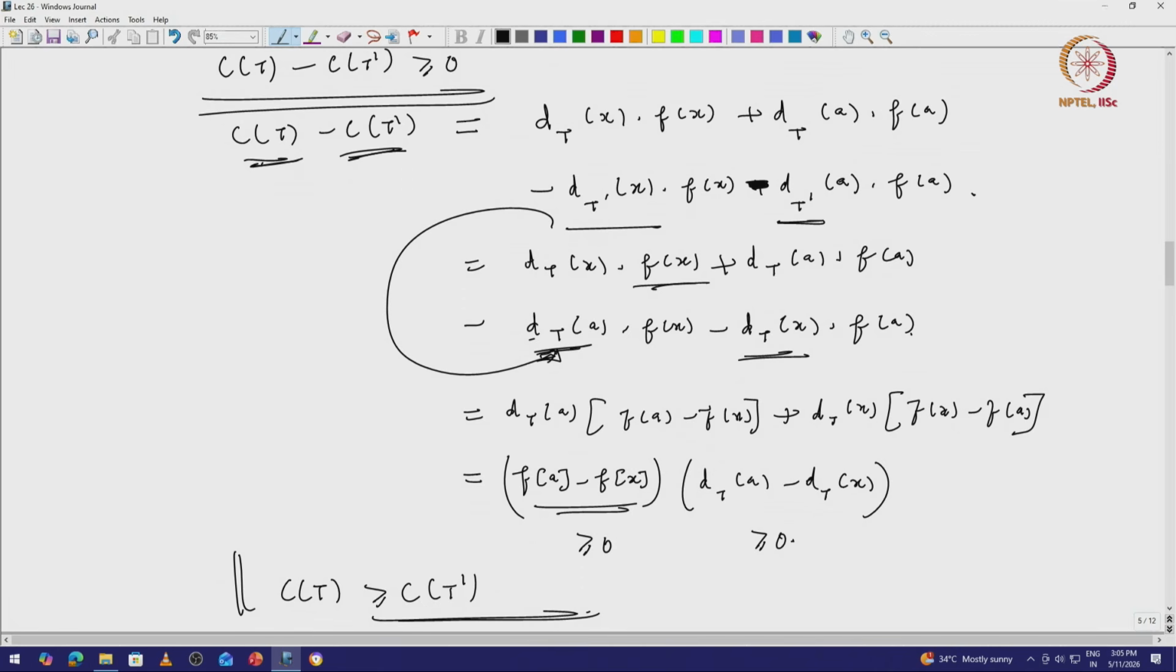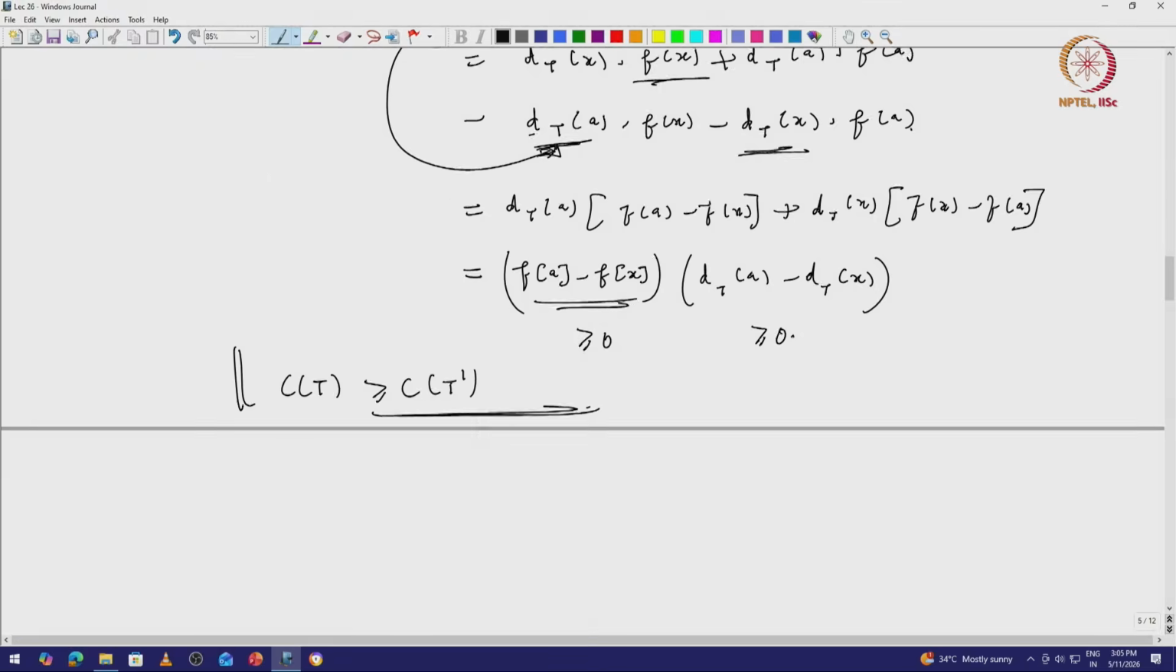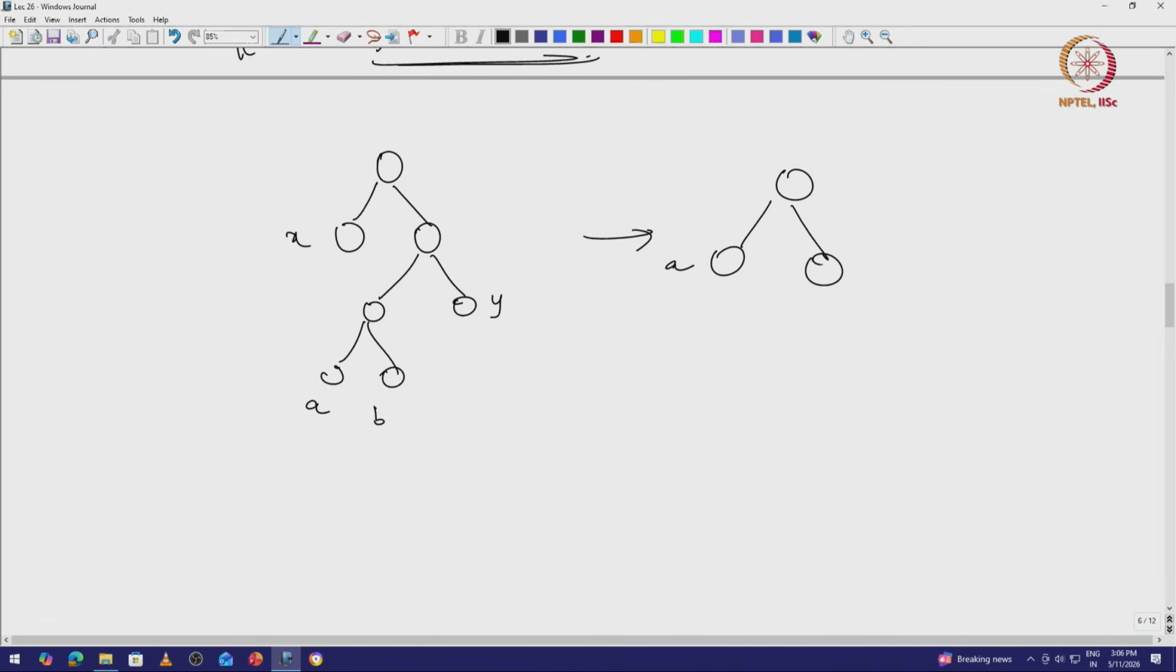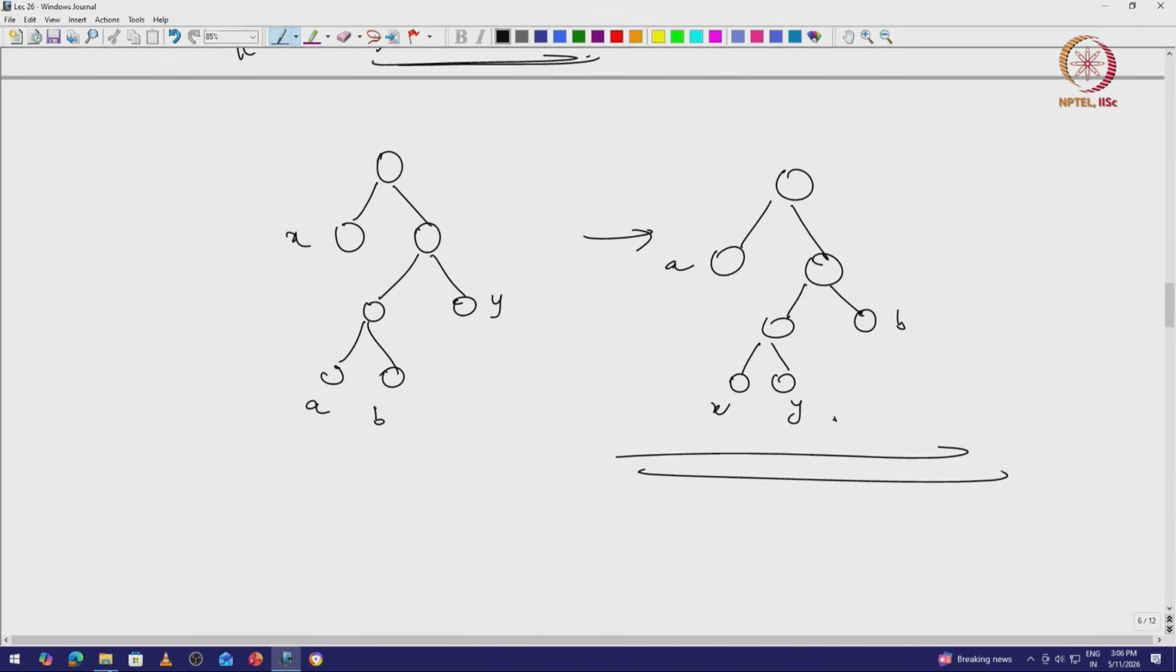In a similar way, you can exchange y with b, and therefore what you can do is transform the tree with a and b at the bottom into one with x and y. x and y have been brought as siblings, and they are brought to the lowest level.